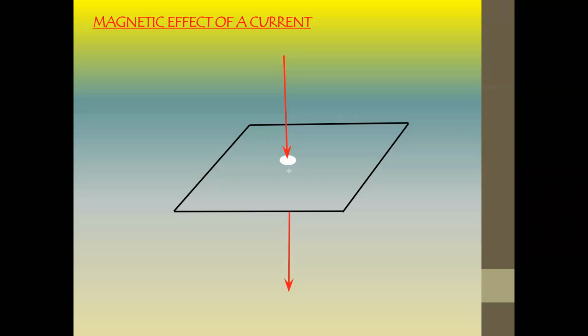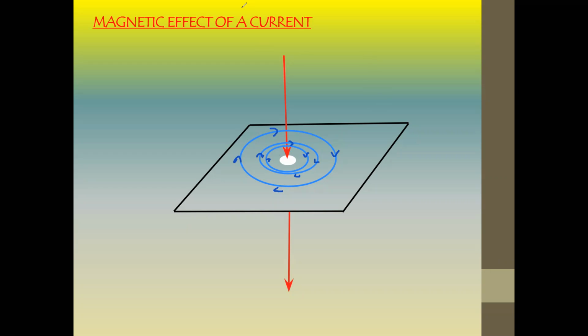So the same pattern will be there, it will be circular, but the direction will be different. What will be the direction in this case compared to the previous one? It will be opposite. Is it clear? The magnetic field due to a wire which is carrying a current.